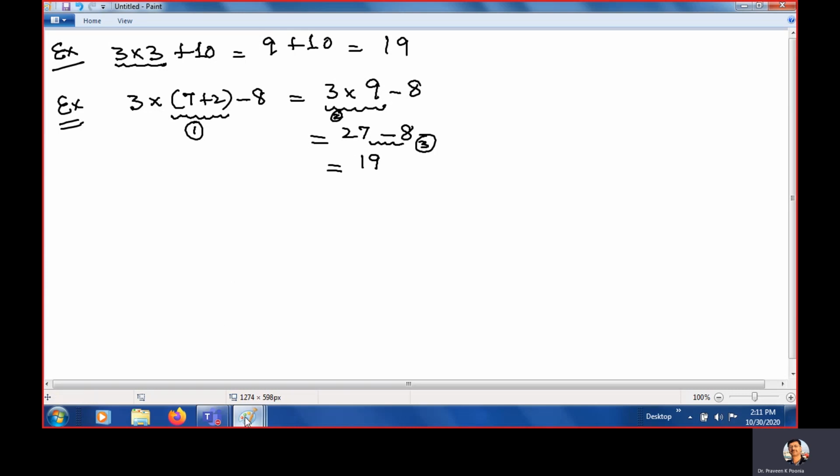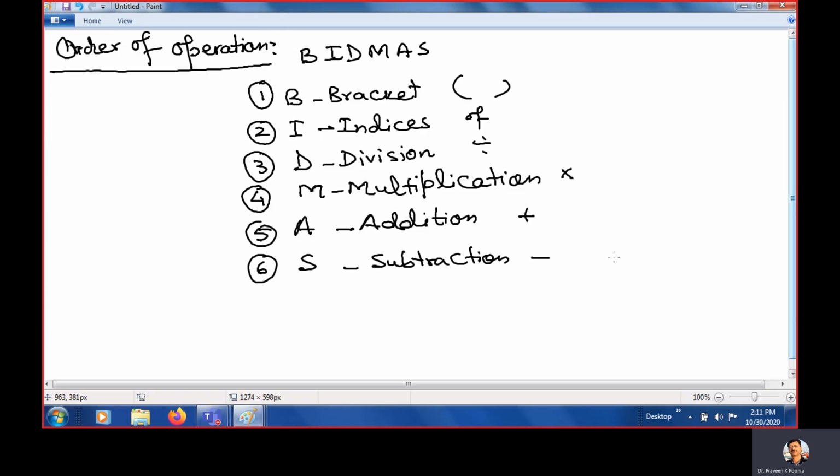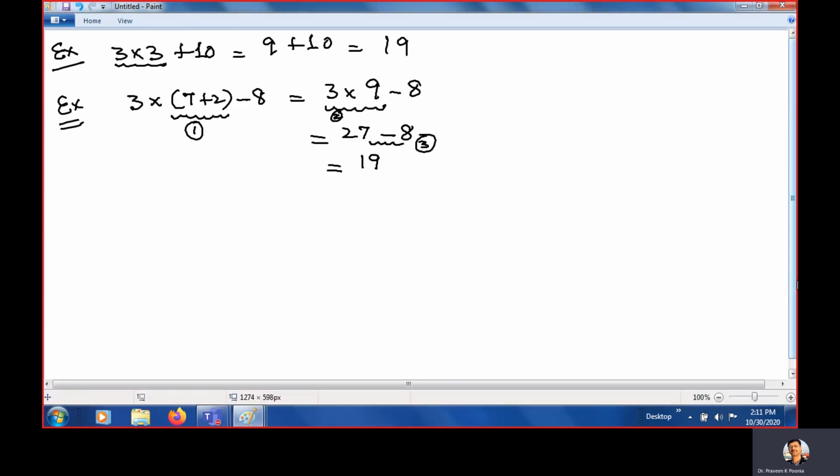You need to check the order: bracket, multiply and subtraction. Clear? If you see here, bracket, multiplication and subtraction. So if these two operations are not here, we will remove them. We will solve the bracket, then we will move to multiplication, then we will move to addition or subtraction, whatever is there in the question. Subtraction here. Clear? Now the third one, this is a big example.